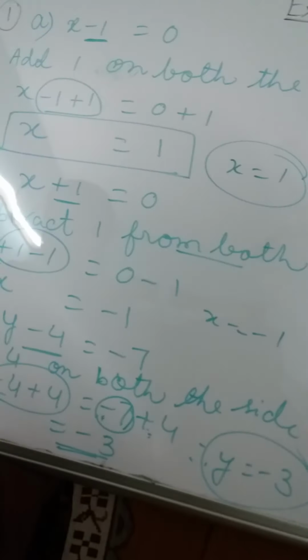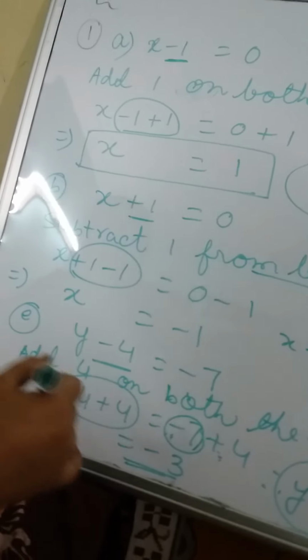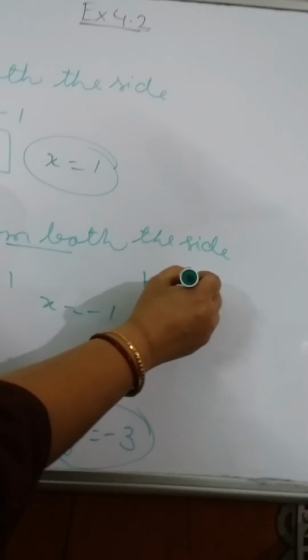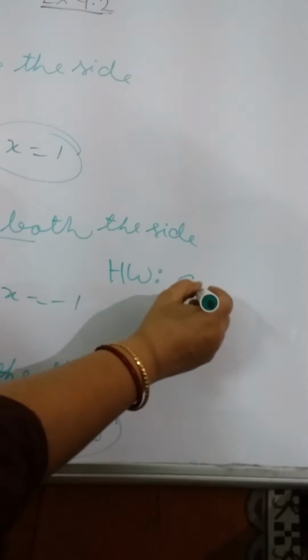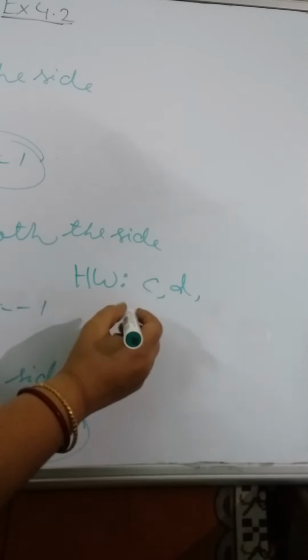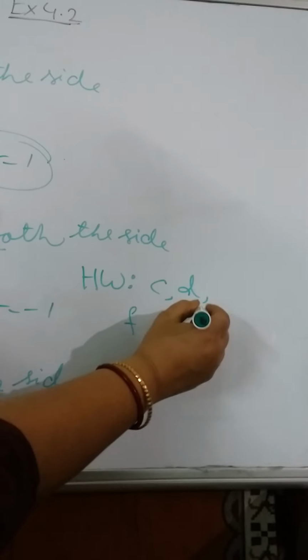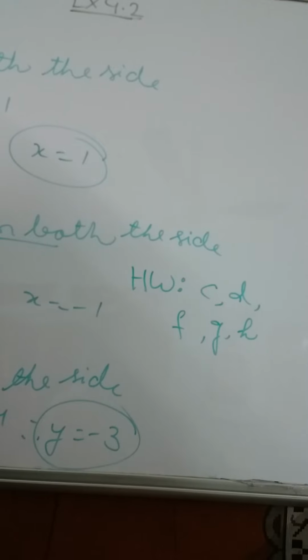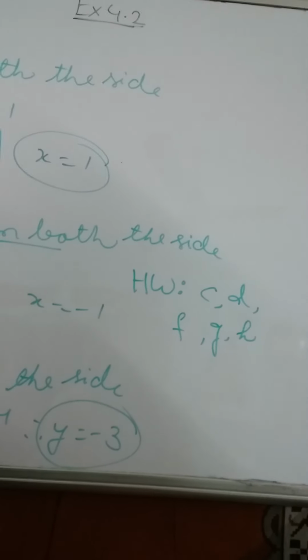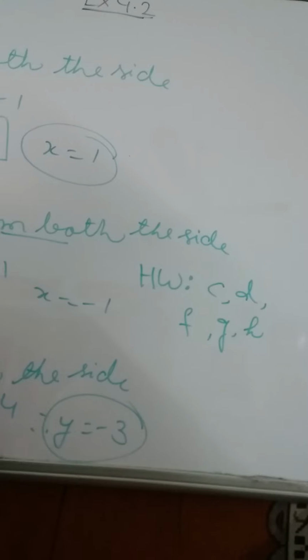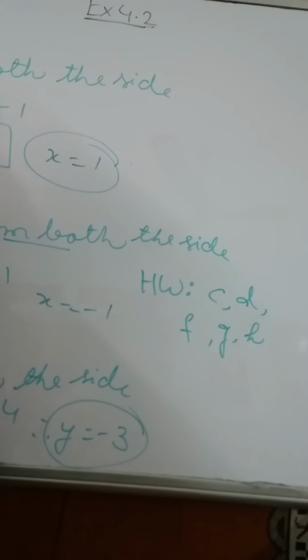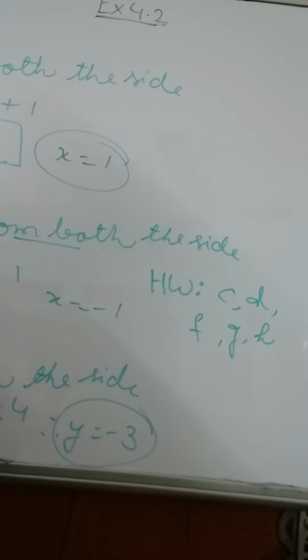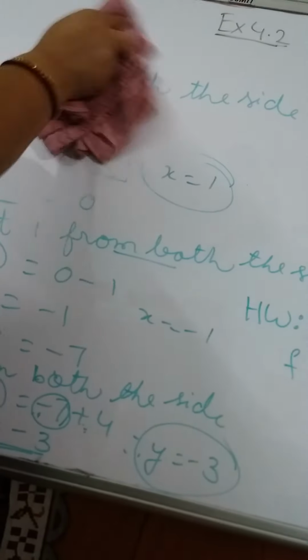And this step. Okay, same way you will do. So your homework will be C, D, F, G and H. Okay, we'll move to the next question. If you notice here, if it is minus, you have to add. If it is plus, you have to subtract. Same way we will do question number 2.